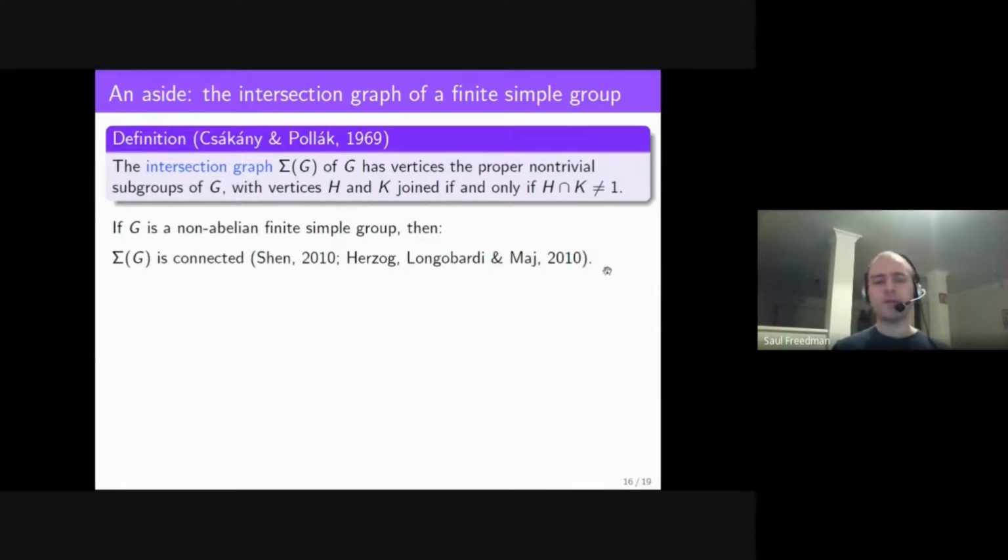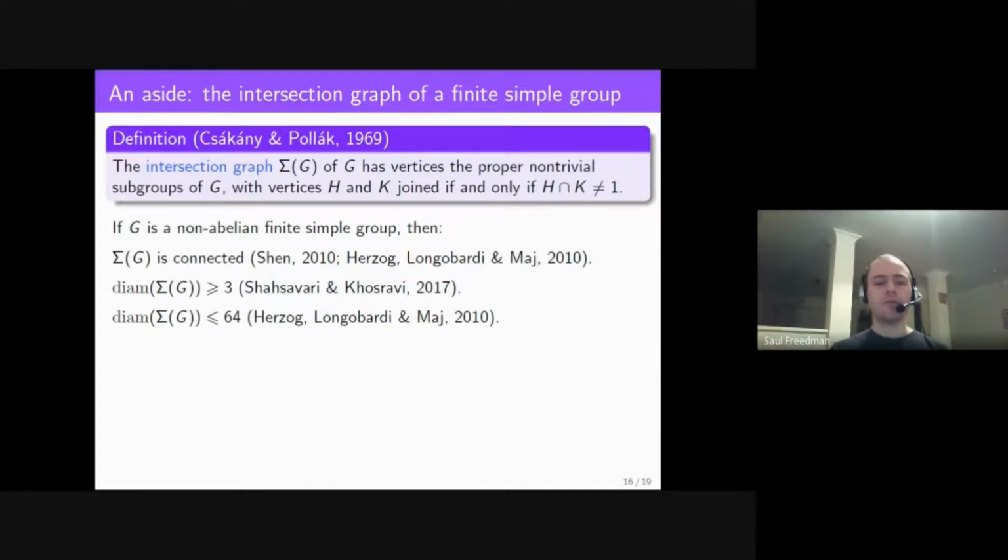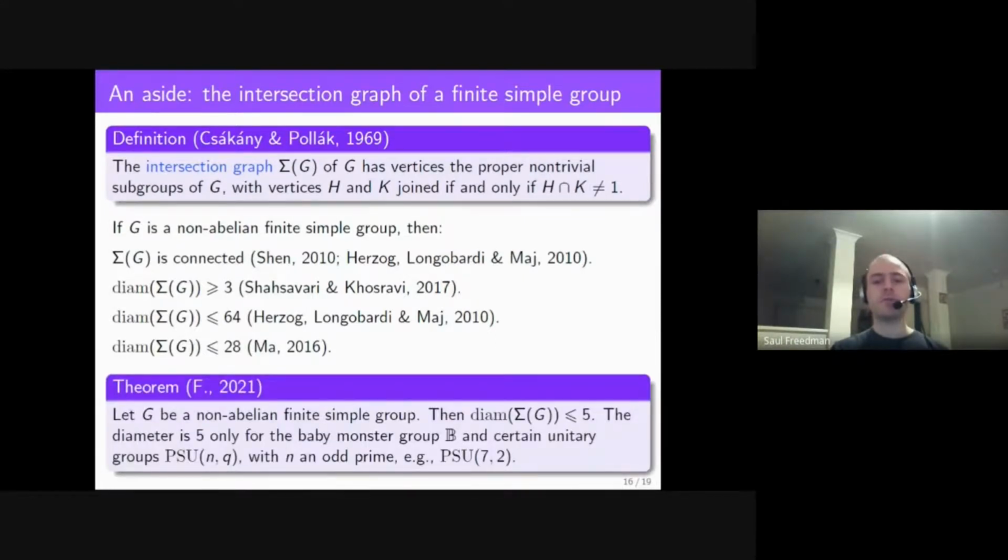Now, what about the diameter of the graph? Well, first, I'll state that Shahsavari and Khosravi proved in 2017 that the diameter of the graph has a lower bound of 3. And there are groups G that achieve this lower bound, so this is best possible. So what about the upper bound? Well, Herzog et al. proved an upper bound of 64. This was reduced to 28 by Maj in 2016. And I was recently able to show that 5 is the best possible upper bound.